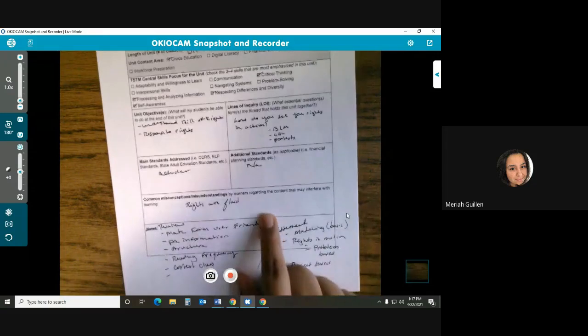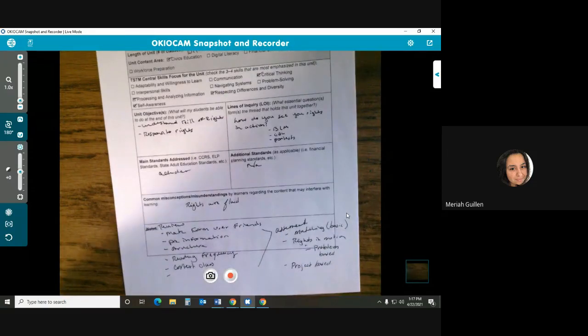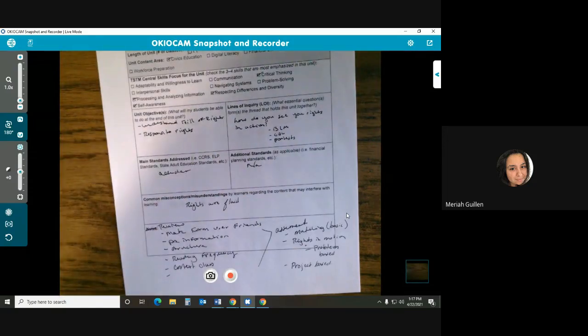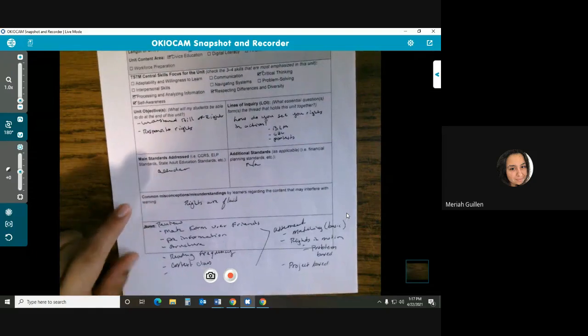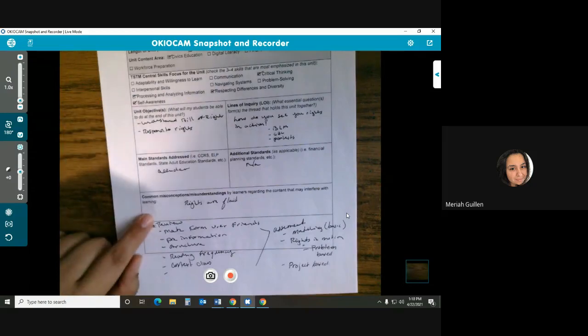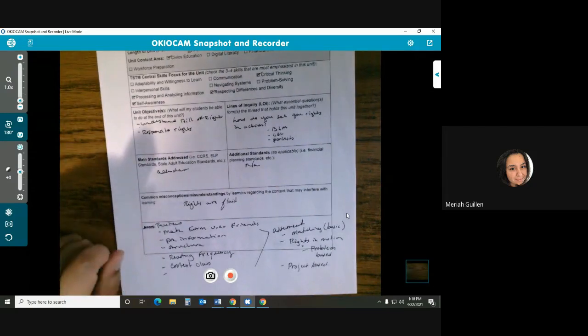And then this bottom one is common misconceptions and misunderstandings of the learners: anything the learners might be experiencing, or what the students understand, that might interfere with their learning. And so one of the things that I really realized with my students, and this one I figured out afterwards, is that they didn't understand what civil rights were, and they didn't know their basic rights.